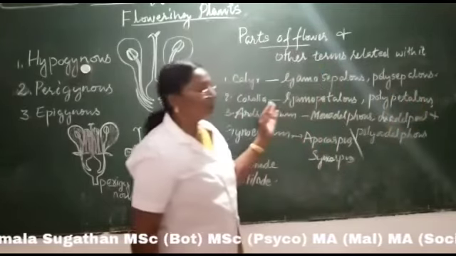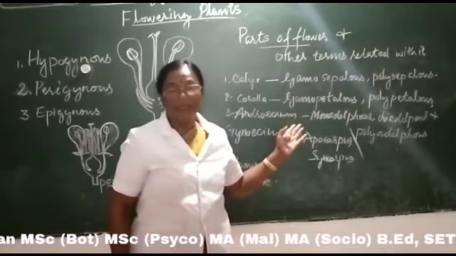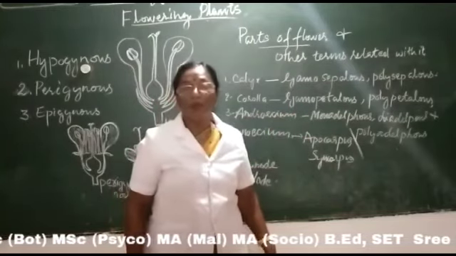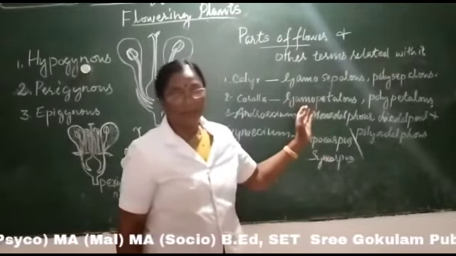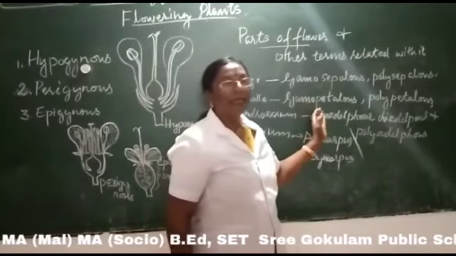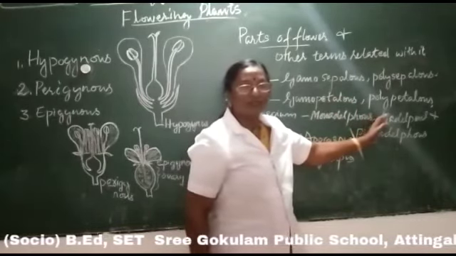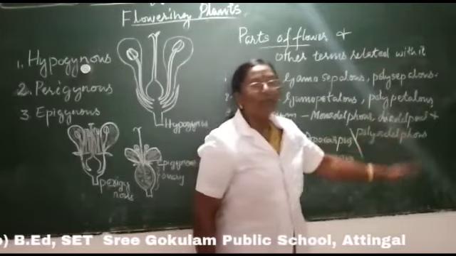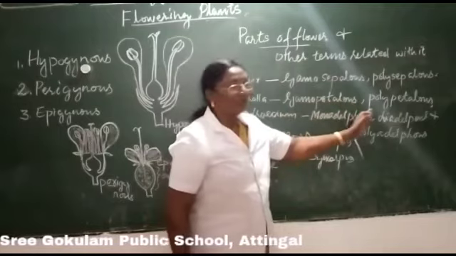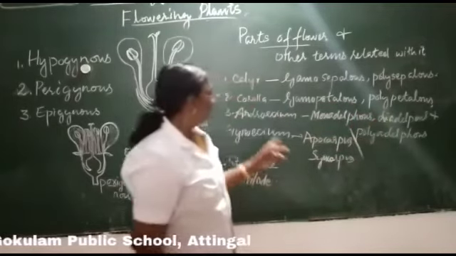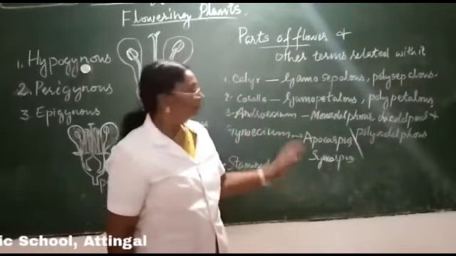Coming to the corolla, it is formed of petals. Here also the petals may be united or free. When the petals are united, it is called gamopetalous. And when the petals are free, as in the case of hibiscus, it is called polypetalous. When petals are united, gamopetalous. When petals are free, polypetalous.